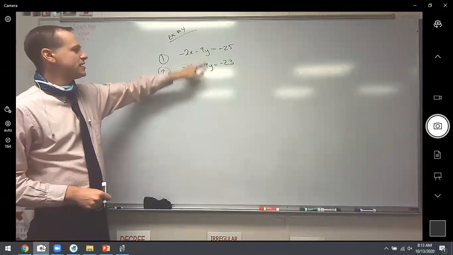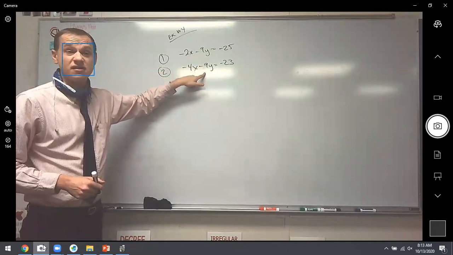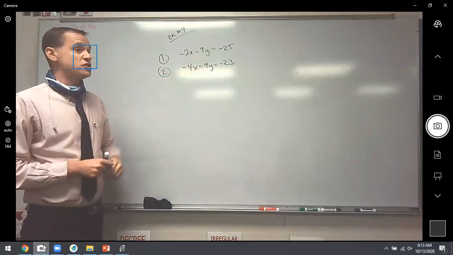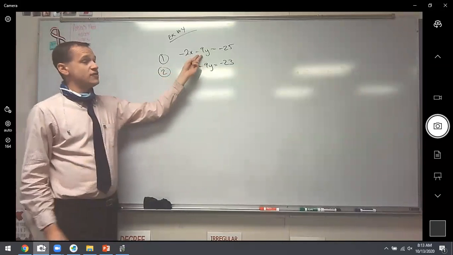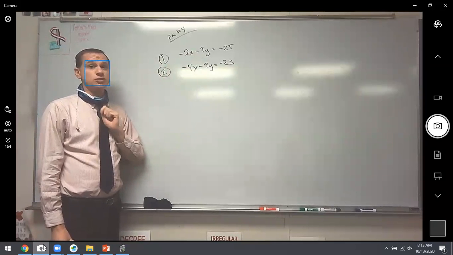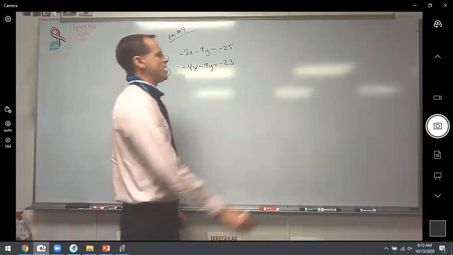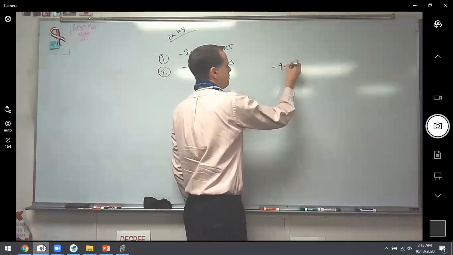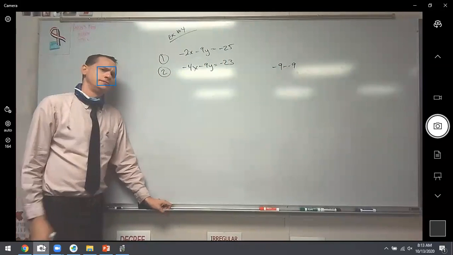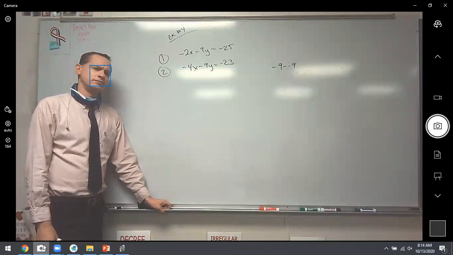Now, how can I get those to go away? If I add them together, what would you get? What's -9y plus -9y? That's -18y. Does that make it go away? No. What if you subtracted them? If you had -9y minus -9y, would it go away then? What's -9 minus -9? What's anything minus itself? What's 5 minus 5? 0. What's 20 minus 20? What's -9 minus -9? 0, yeah.